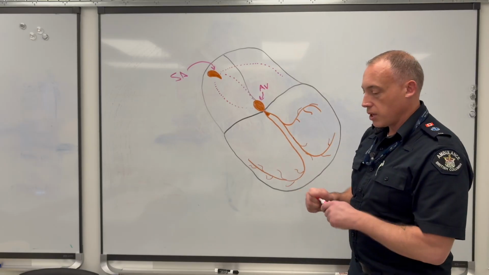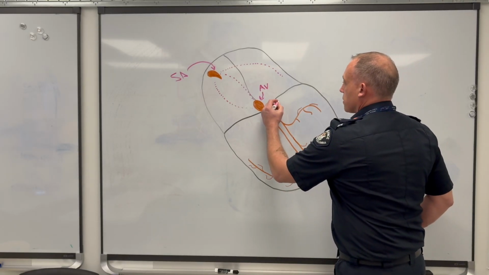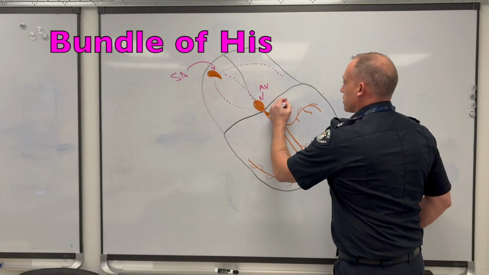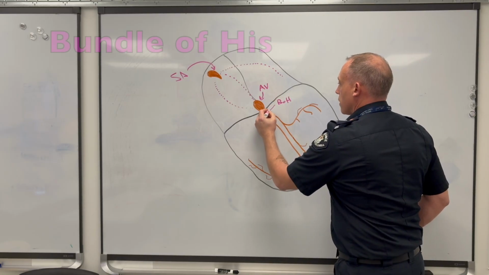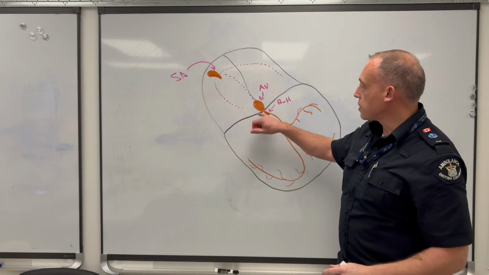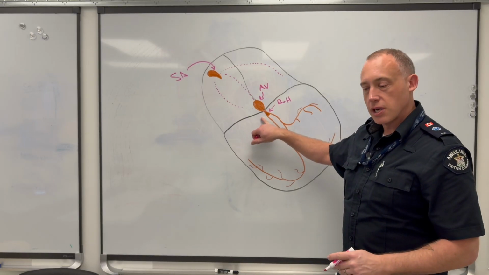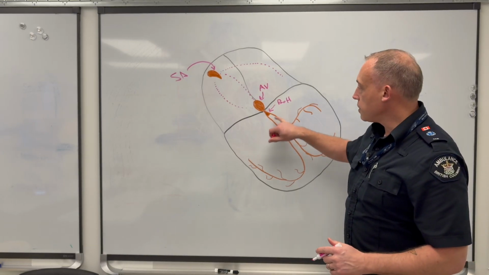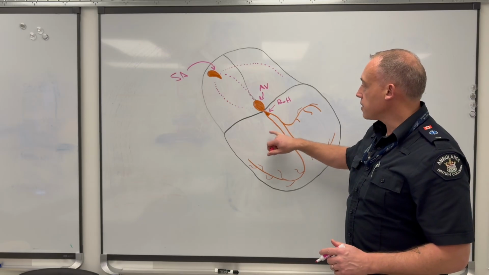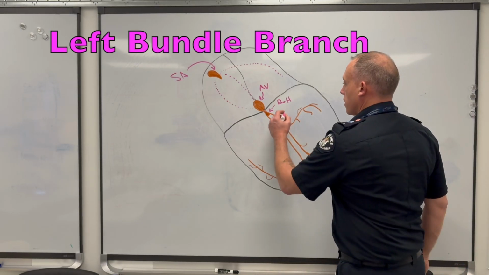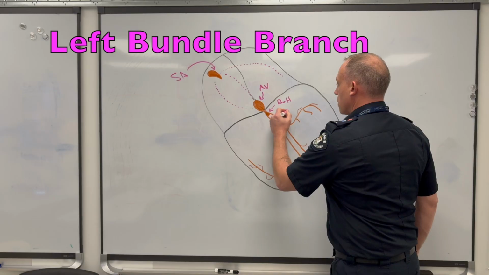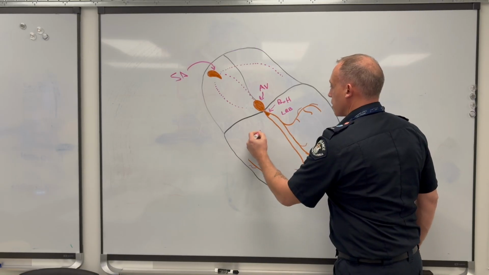From the AV node, there's another little part right here called the bundle of His, which sits right here. The bundle of His is an extension of the AV node, but it basically starts the formation of these two branches right here. This is called the left bundle branch right here, and the right bundle branch.